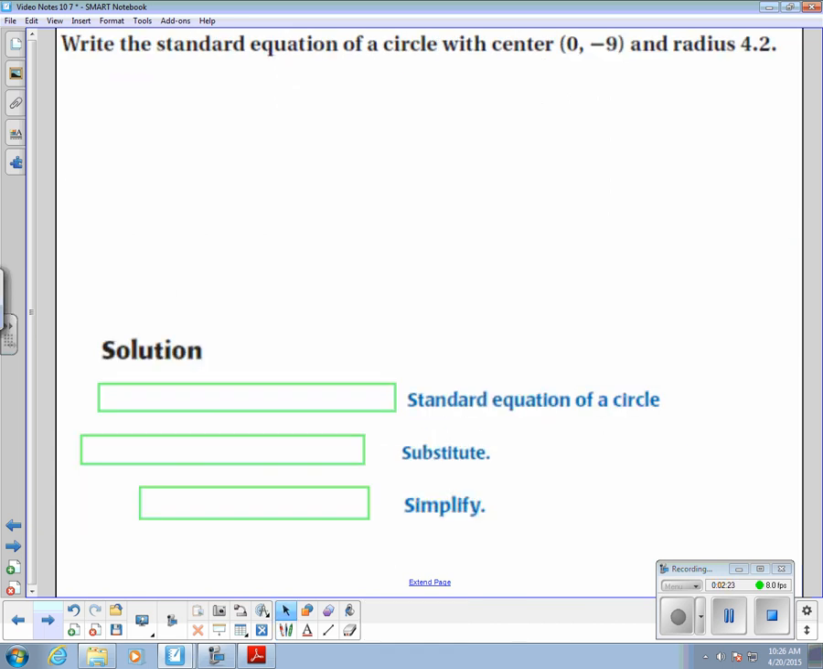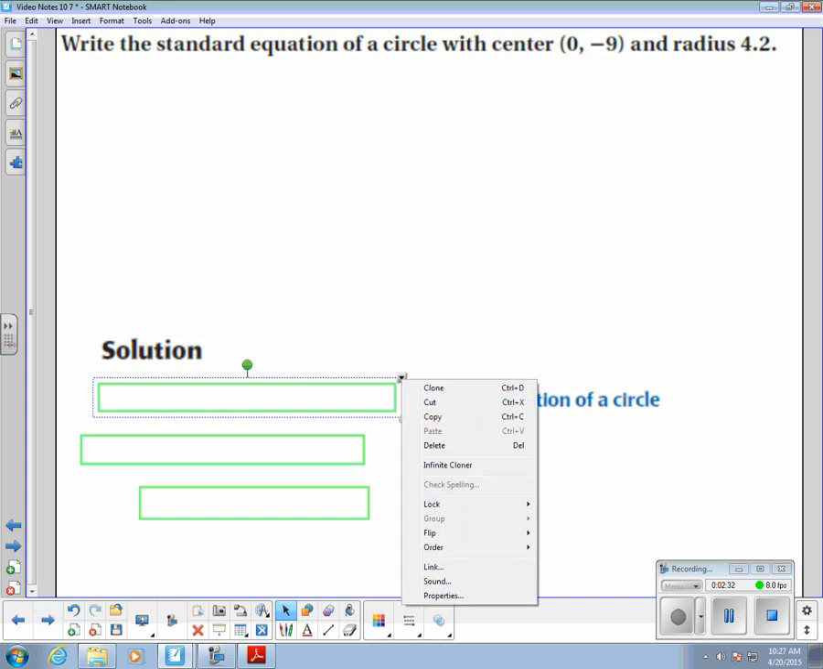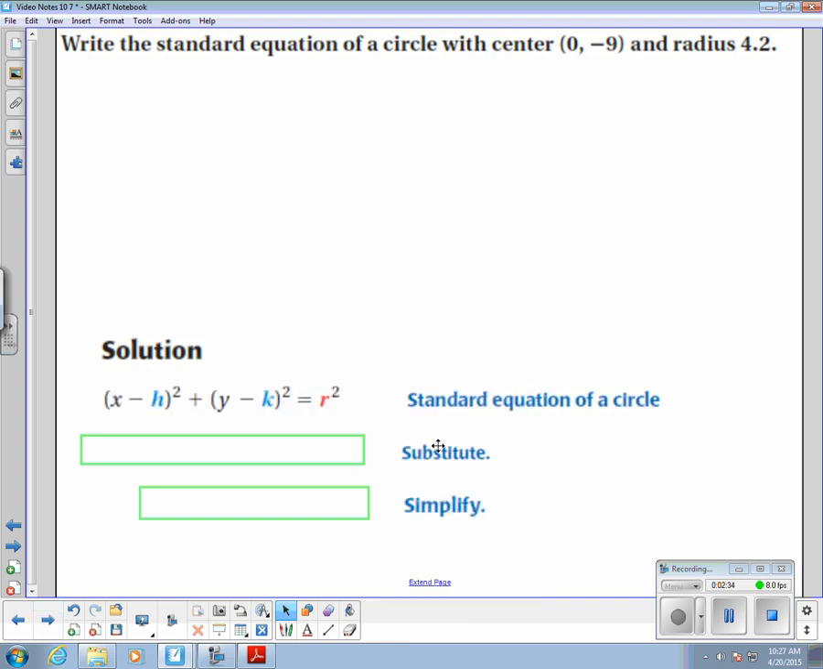Okay, so it says, write the standard equation of a circle with a center of 0, negative 9 and a radius of 4.2. So, standard equation of a circle, that is this. x minus h quantity squared plus y minus k quantity squared equals r squared. Notice that x minus h quantity squared is kind of like that quadratic we factored at the beginning. So we substitute our values in.